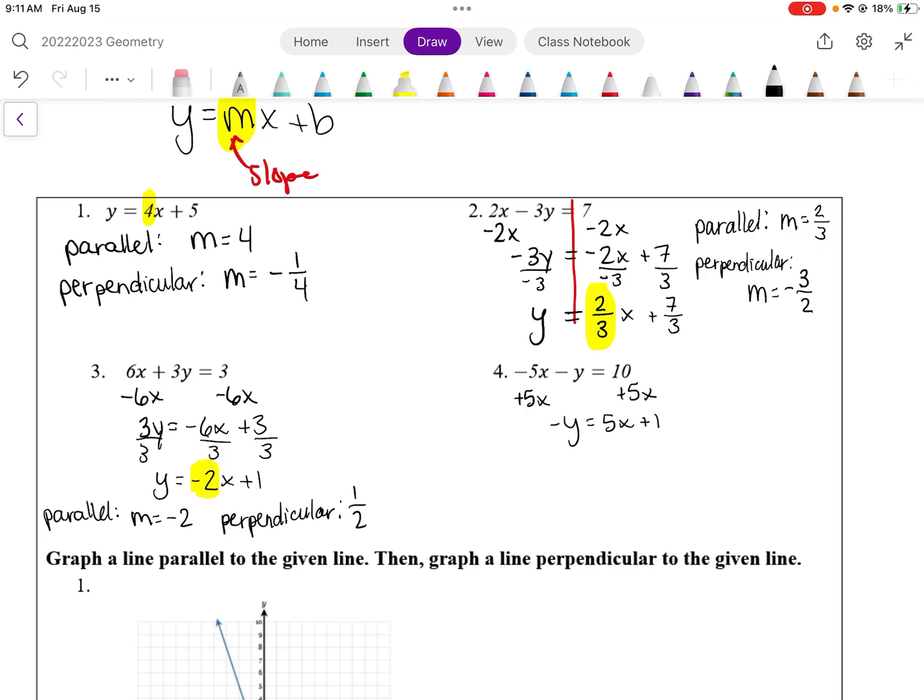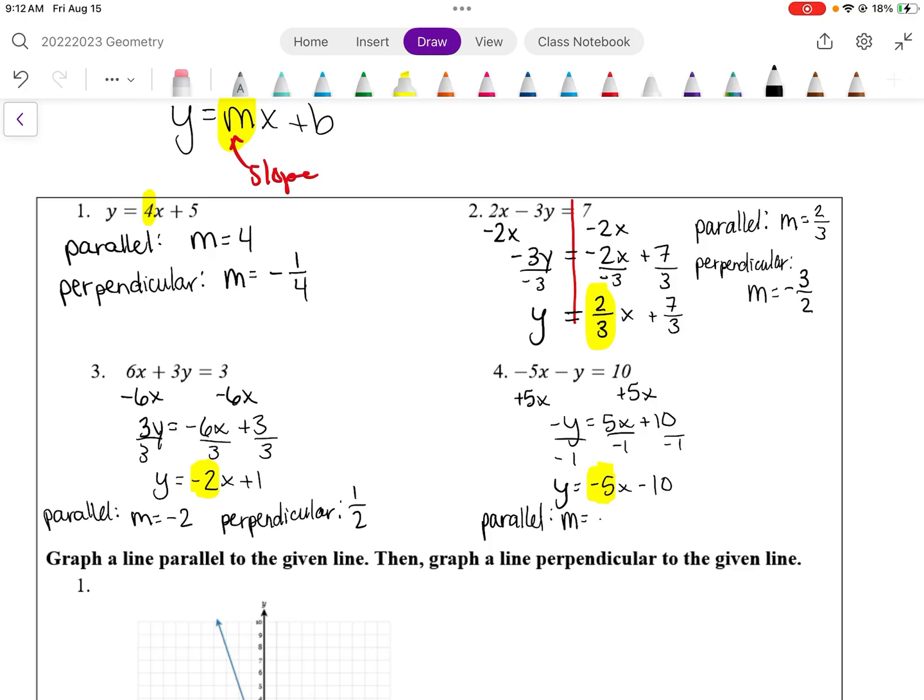Get y by itself. So I'm going to take the negative 5x and move it over here. So negative y equals 5x plus 10. Okay, and if there's a negative out in front and you want to get rid of that, basically what you do is you divide by negative 1. Or you could just think of it as, hey, I got to flip the sign of everything. If you flip the sign of everything, then you're good.